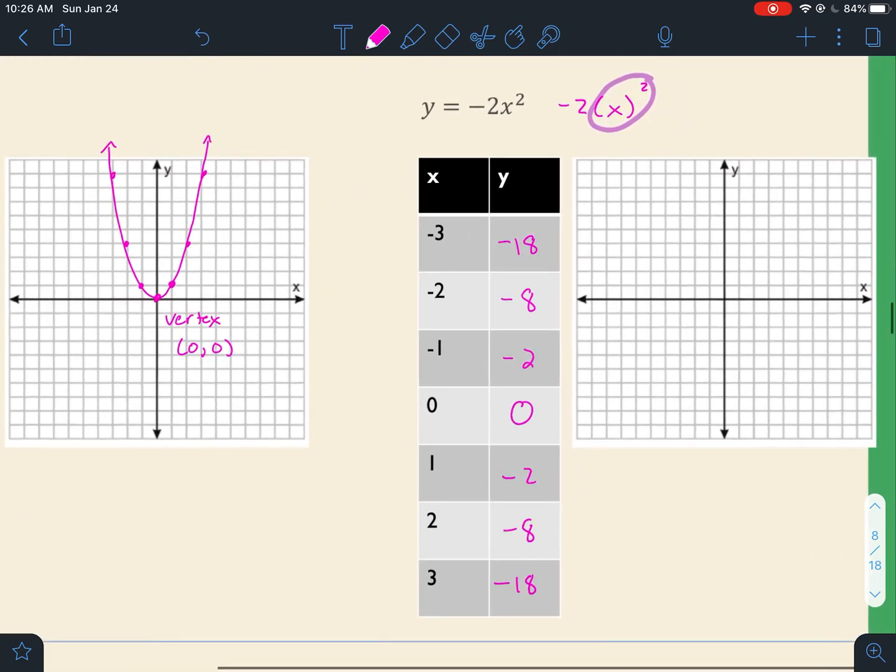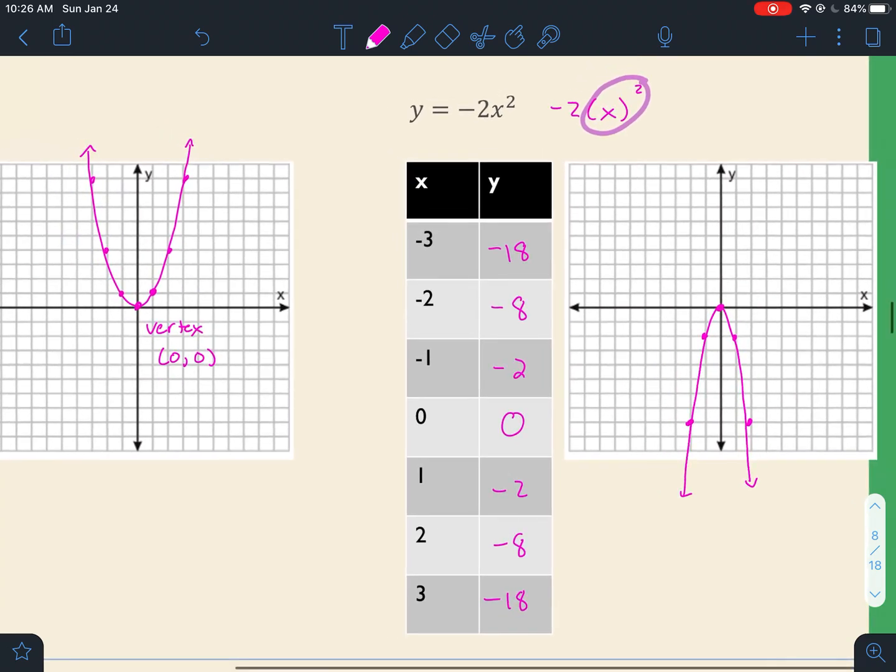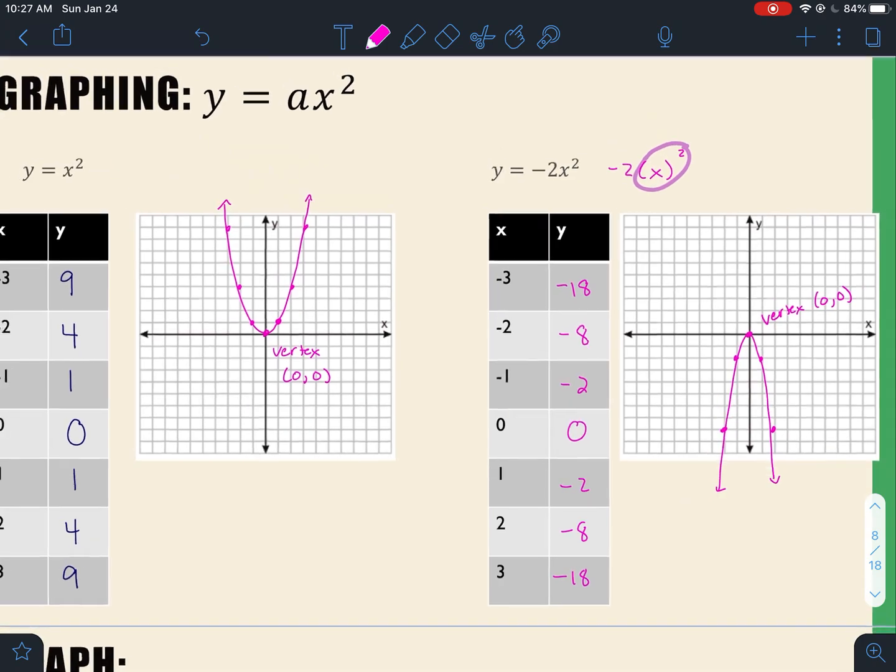If I go to graph this, I get 0, 0; -1, -2; 1, -2; and then 2, -8; -2, -8; and the 3's would be below where the graph would be. Notice if I connect those, again, I have a parabola. This time the parabola opens down, and it looks a little bit narrower than the parabola I had on the left side. The vertex of this parabola is also going to be 0, 0.